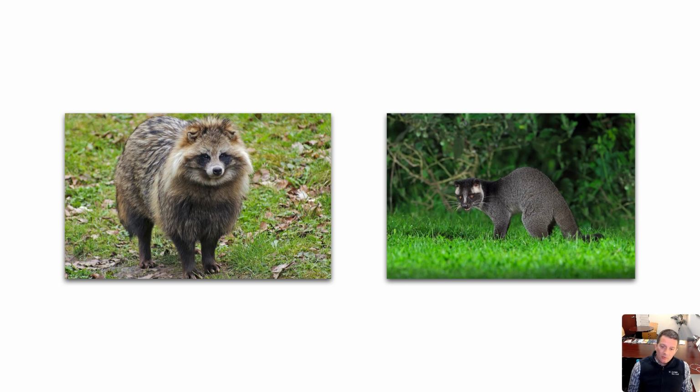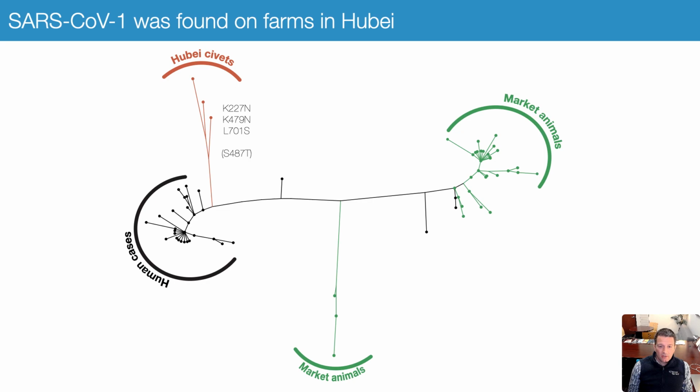Now, one thing to remember is that SARS-1 was actually found in Hubei. This is something most people miss. The claim that we have only detected these kinds of viruses in Yunnan or in Laos is simply not true, for the simple reason that SARS-CoV-1 was found both in wild as well as in farmed civet cats and other animals, ferret badgers, for example, in Hubei as well.